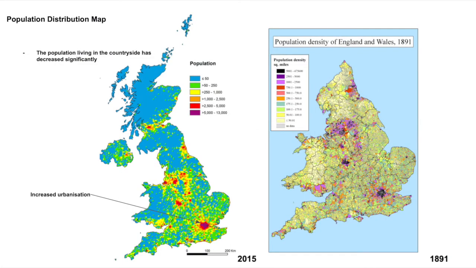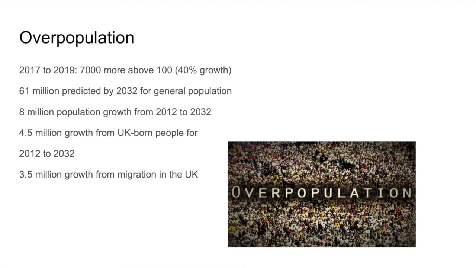And for the population distribution map, you can see there's an increase of urbanization. And overall, this will cause overpopulation for the UK. According to the King's Fund, from 2012 to 2032, there will be 8 million population growth, 3.2 million from migration, and 4.5 million from newborns.